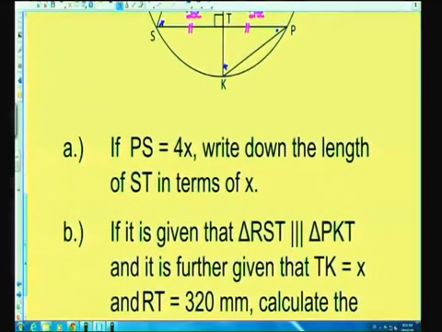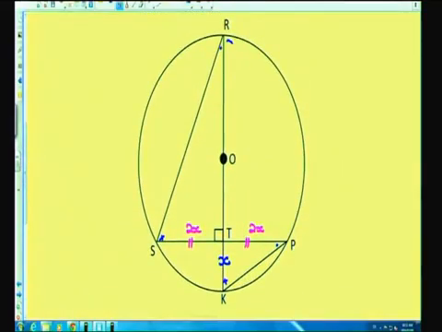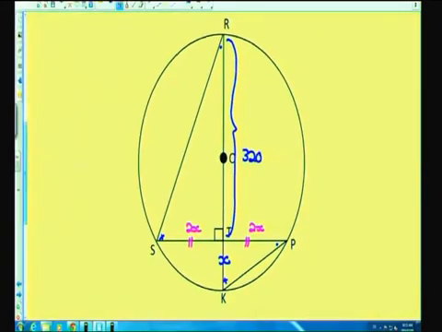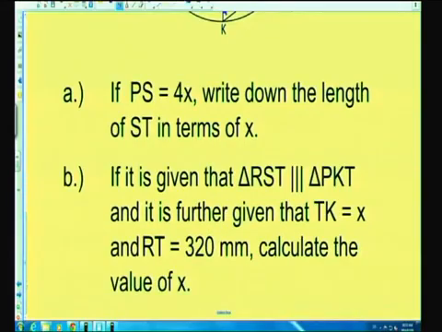Let's read on. It is further given that TK is x, so we know that this distance is x. And they tell me RT is 320 millimeters. So RT, this whole length, is 320 millimeters. I suppose we should put the units in as well to be good. Anything else we're given? Calculate the value of x.